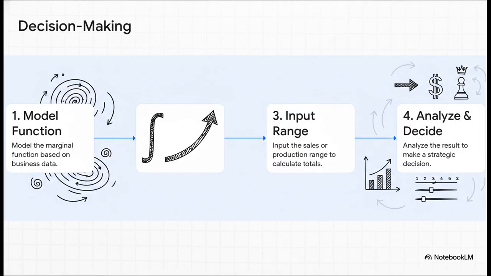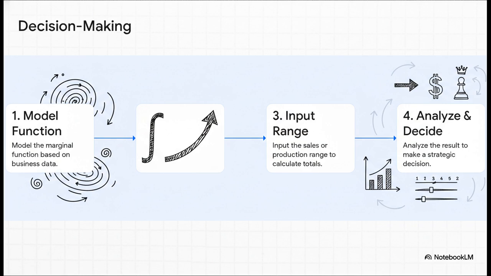This slide here basically lays out the playbook that a manager would follow. Let's walk through a scenario. Imagine you're the product manager for a new smartphone. Step 1, your data science team crunches the numbers and gives you a marginal cost function. Let's say it's C prime of x equals 0.01x squared minus 2x plus 300. This is just a formula that tells you the cost of producing any given phone x.